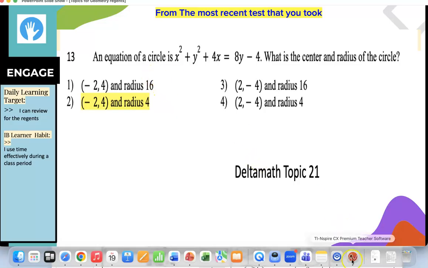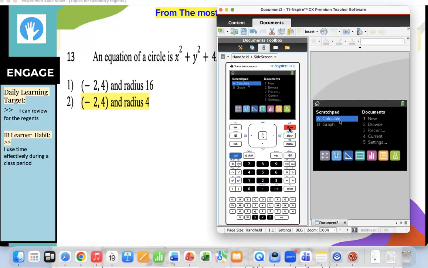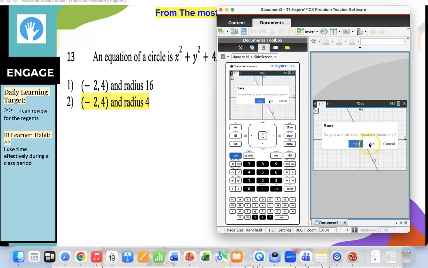Question 13 says, an equation of a circle is x squared plus y squared plus 4x equals 8y minus 4. What is the center and radius of the circle? So I'm going to use a graphing calculator one more time. And this is probably not the last time. So I'm going to go to graph, go over to new. It's going to prompt me if I want to save anything.